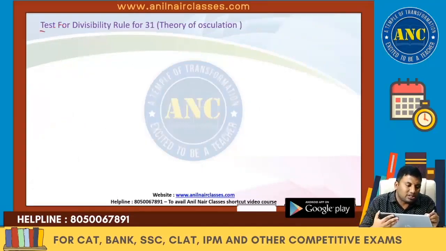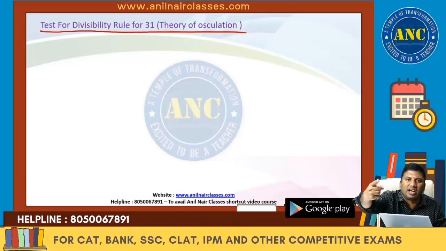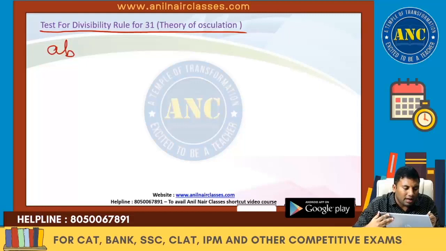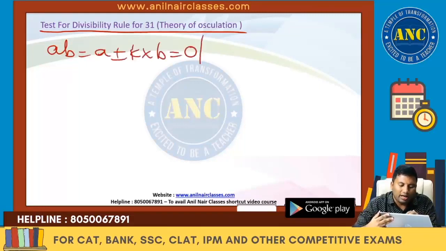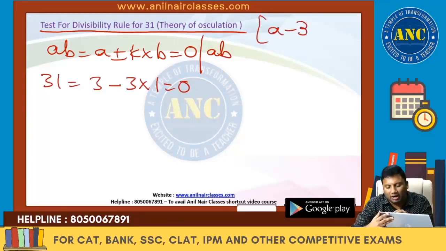Next one, test for divisibility rule for 31. You can teach the teachers also the concepts if you listen to my class. Watch this class and go and teach the teacher how a divisibility rule for a prime number can be obtained. a plus or minus k into b is either 0 or ab. 31 can be written as 3 minus 3 into 1, which is 0. So the divisibility rule for 31 is a minus 3b.